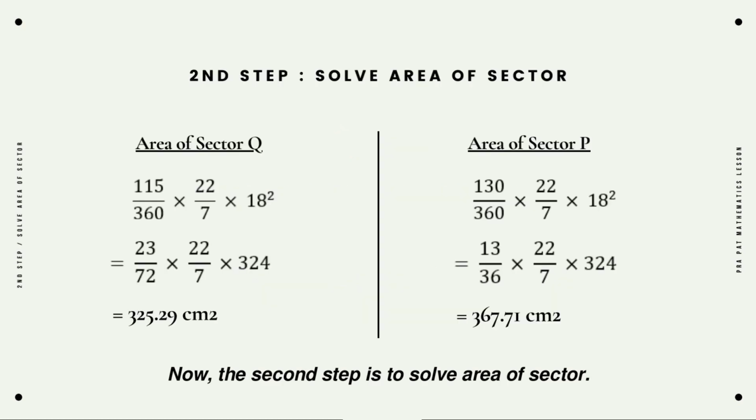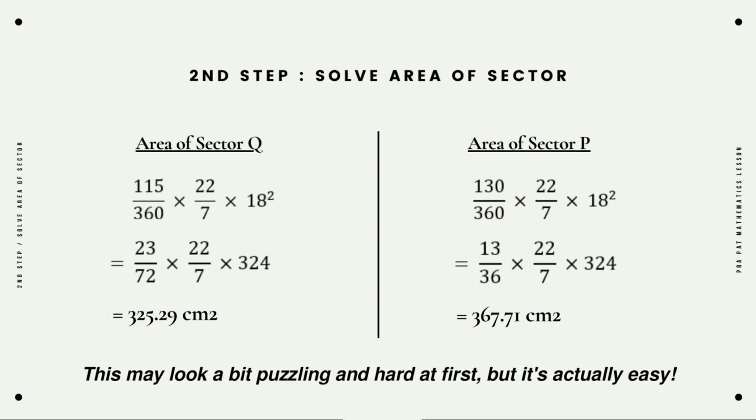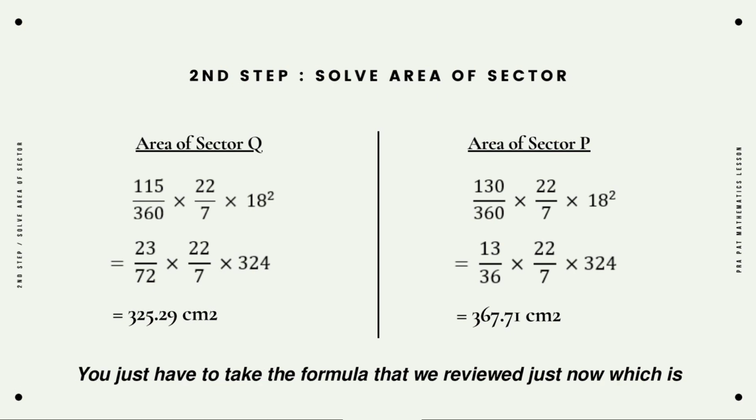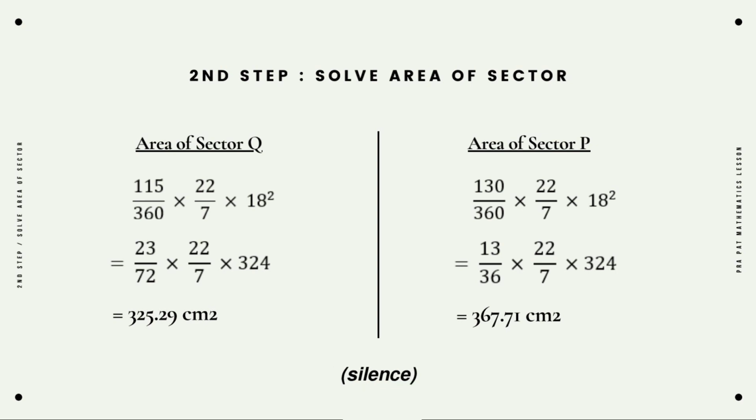Now, the second step is to solve area of sector. The question asked us to calculate the total area in centimeters squared of sector P and sector Q, right? Then we will have to calculate both of them. We should do this one by one. Let's calculate sector Q first. This may look a bit puzzling and hard at first, but it's actually easy. You just have to take the formula that we just reviewed, which is area of sector equals angle at center over 360 degrees times pi r squared, and substitute all of that with our numbers.